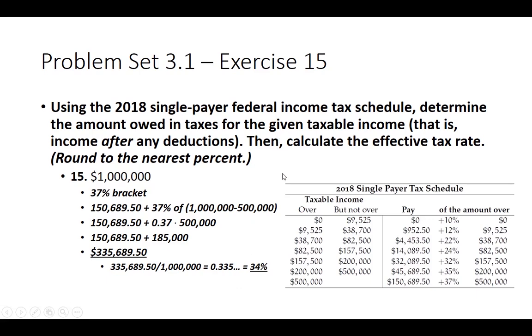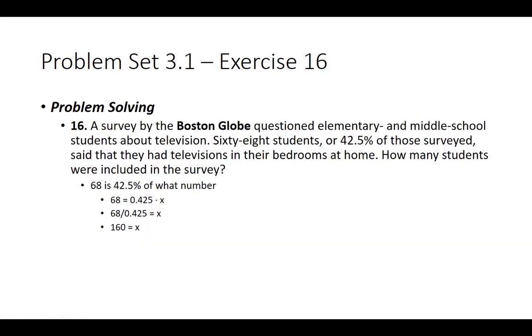Let's take a look at number 16. A survey by the Boston Globe questioned elementary and middle school students about television. 68 students, or 42.5% of those surveyed, said that they had televisions in their bedrooms at home. How many students were included in the survey? So reading through this situation, we see that what we're being asked is to find this information. 68 is 42.5% of what number?